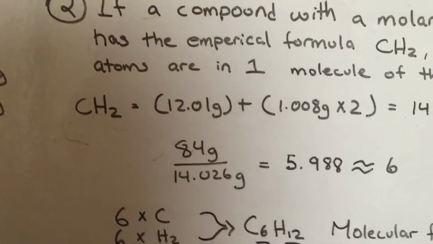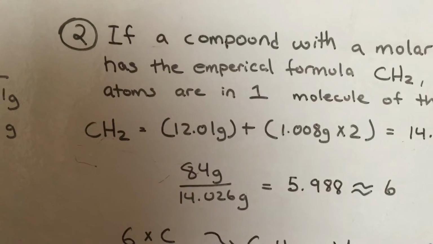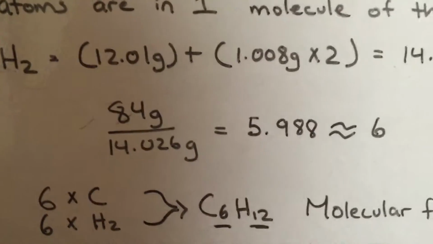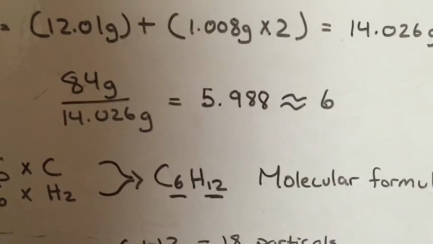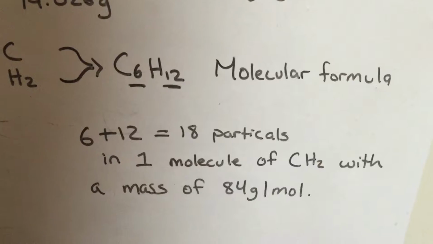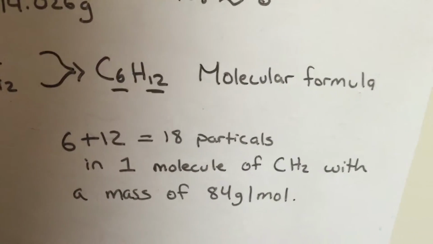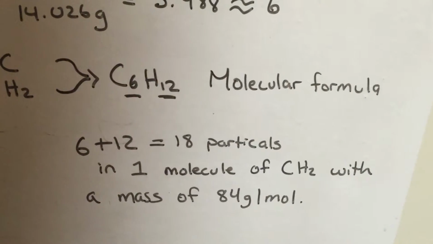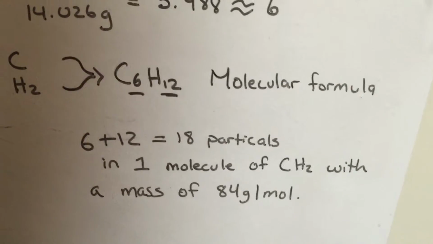Now, going on to answering the question, which asked for how many atoms are in one molecule. So our compound of C6H12 has 6 carbons and 12 hydrogens, giving us a total of 18 atoms in one molecule of this compound with a mass of 84 grams per mole.